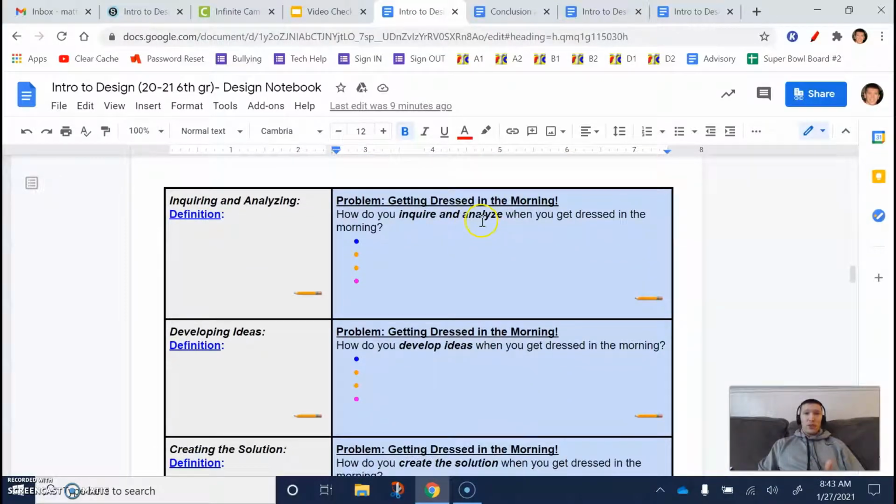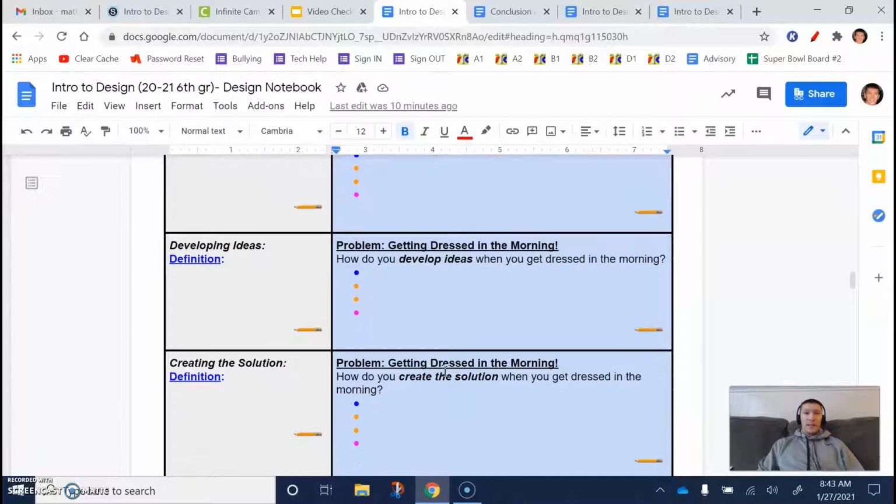When you are getting dressed in the morning, or 7th graders, when you are bored, what did you put in here? If you have any blank spots here, take time to answer that before you submit your design notebook.